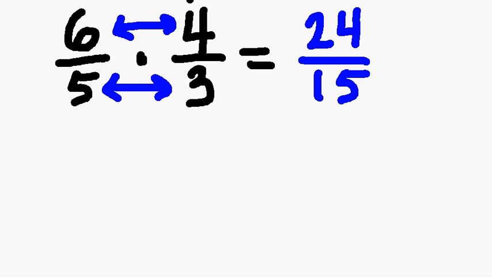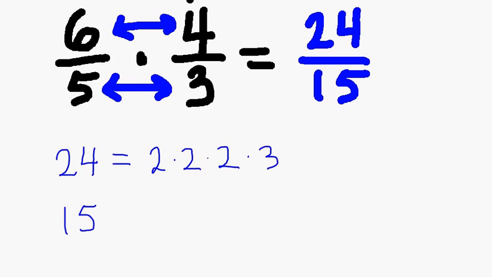Now if you recall, what we need to do to simplify this fraction is to write out 24 and 15 in terms of their prime factorization. It turns out that 24 is equal to 2 times 2 times 2 times 3, and 15 is equal to 3 times 5. If you want to remember how to do this, you can go back to the previous video on prime factorization and then the video on simplifying fractions.